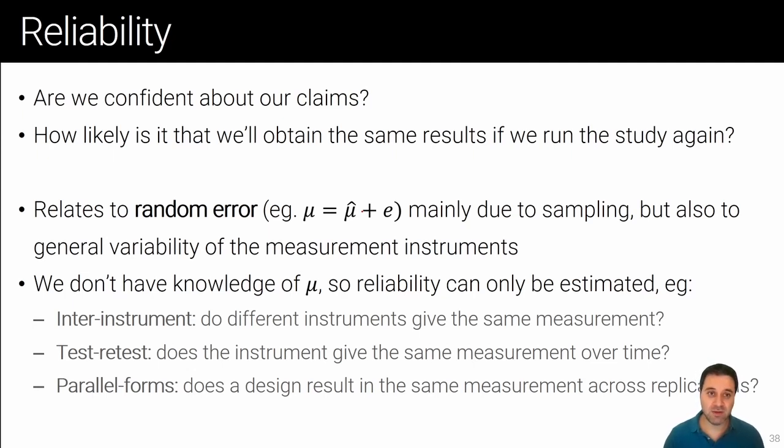And this very much relates to the random error. So remember that generally when we want to estimate a population mean, a population statistic, whatever that is, we have our estimate plus some degree of random error. And so the point is, what is the effect of this random error? Is it too large or not? And we have this random error because of sampling. Different samples are going to lead to slightly different results, but also just general variability in the measurement instruments.